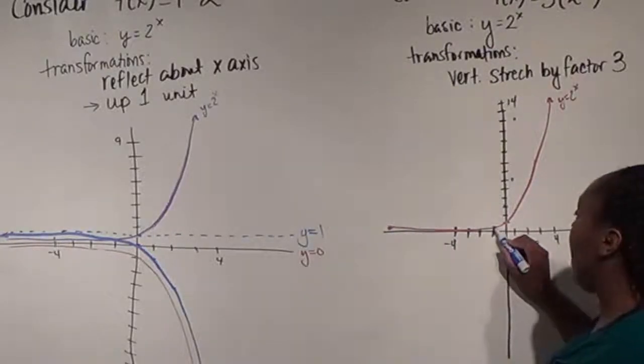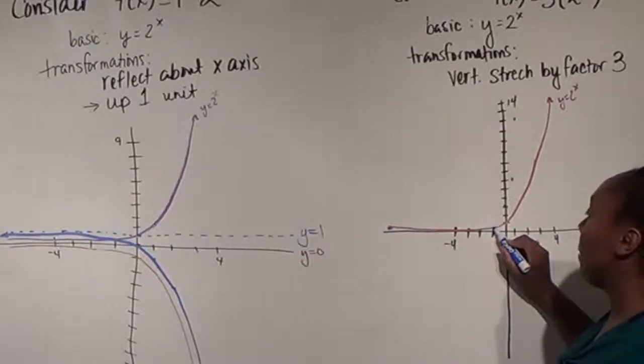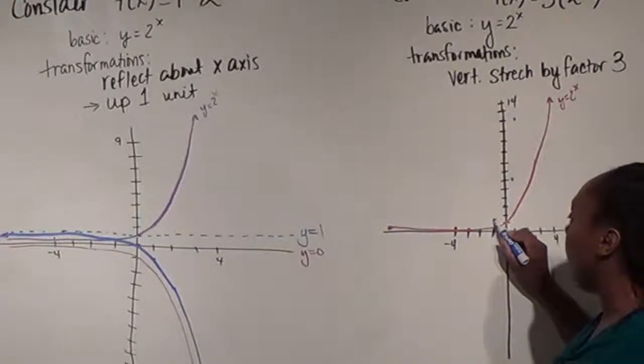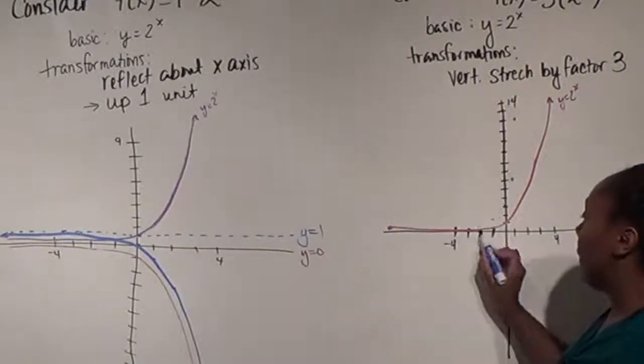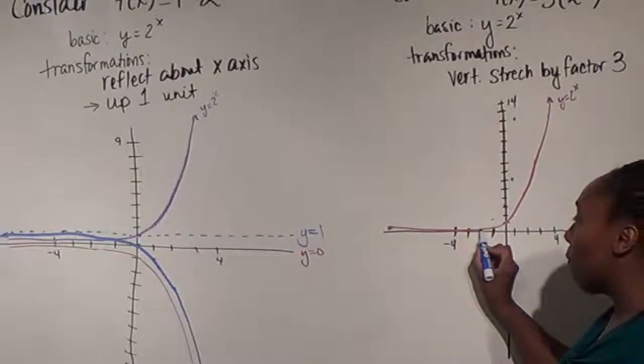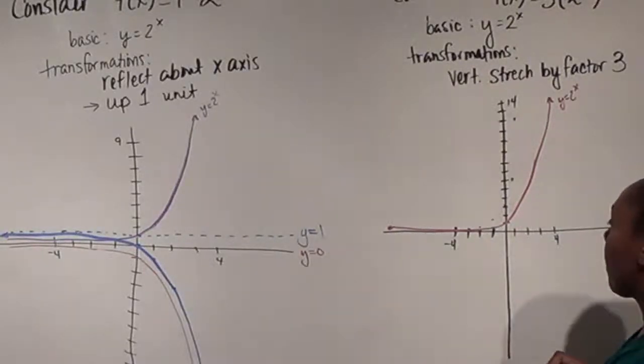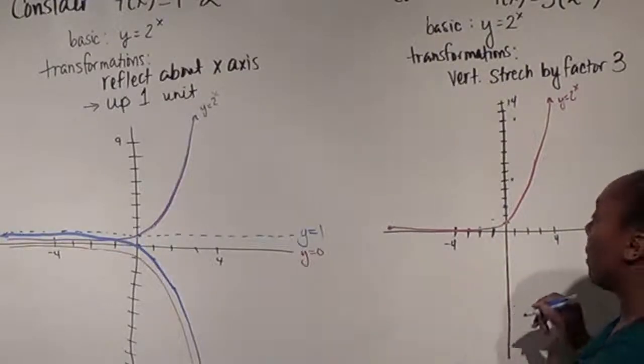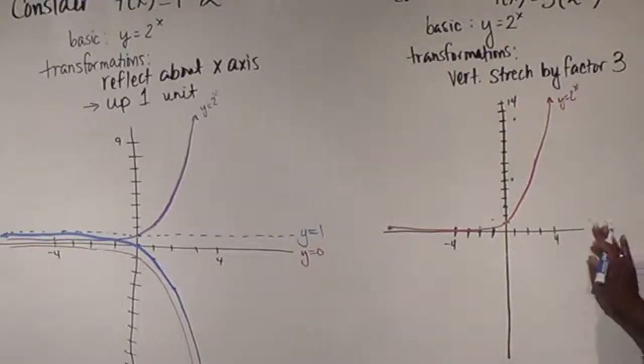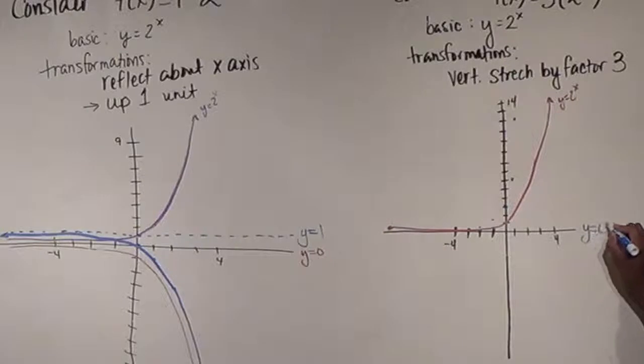So here at 1/2, notice if I multiply that by 3, I'm looking at 1 1/2. If I look at the 1/4, I'm looking at 3/4. Okay? All of my values are still positive, and my horizontal asymptote is still going to be at y equals 0. So the stretching doesn't change that.